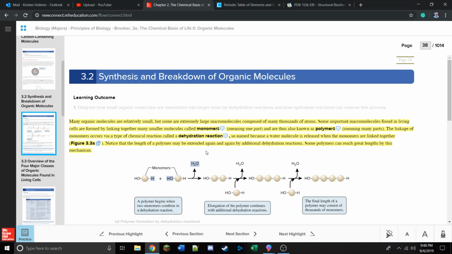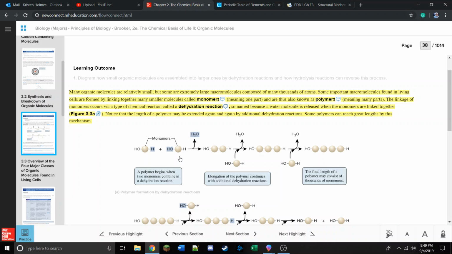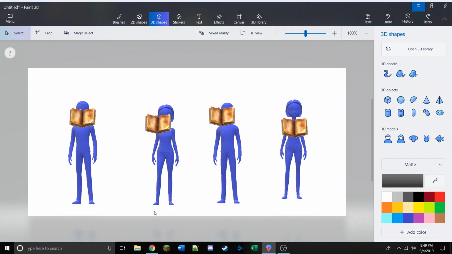Alright, so for all these organic molecules we're going to look at, this is how they synthesize and come together, and how they break down and break apart. They come together from a dehydration reaction. Basically, you have these little monomers, and they also have a little water. When they come together, you first have to take out the water. So when the water comes out, they come together.